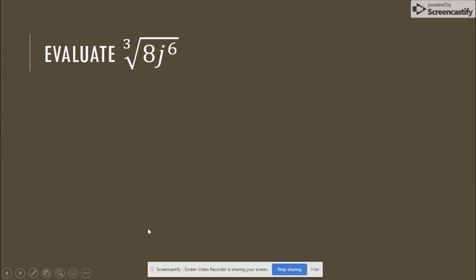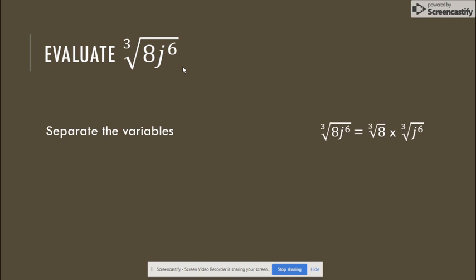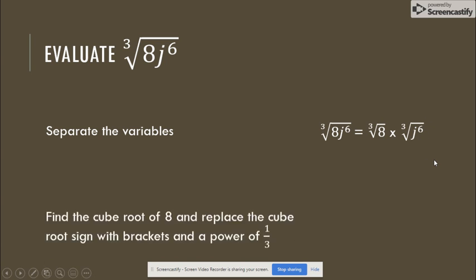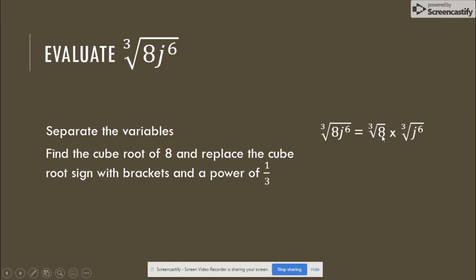So you get the cube root of 8j to the power of 6. Same thing: separate the variables. So we've got the cube root of 8 and the cube root of j to the power of 6. Find the cube root of 8. The cube root of 8 is 2, because 2 times 2 is 4, and 4 times 2 is 8. So we know it's 2. Then we take this away and replace it with brackets to the power of a third. There you go, so we've got 2 times j to the power of 6 in brackets to the power of a third.